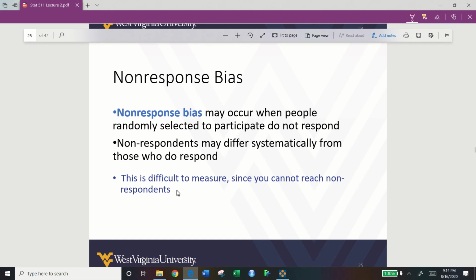Another type of issue or error is non-response bias. This may occur when people randomly selected to participate do not respond. Non-respondents may differ systematically from those who do respond. This is difficult to measure since you cannot reach out to people who are non-respondents. This is something that we generally have to compensate for and deal with.